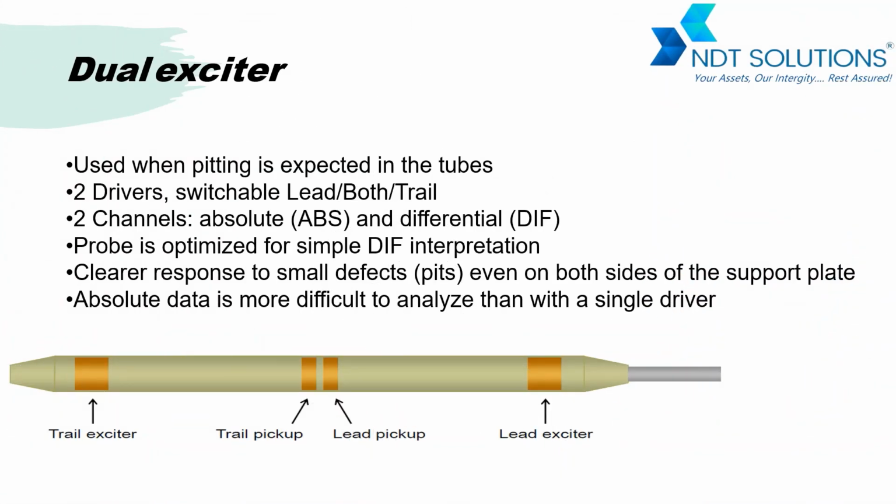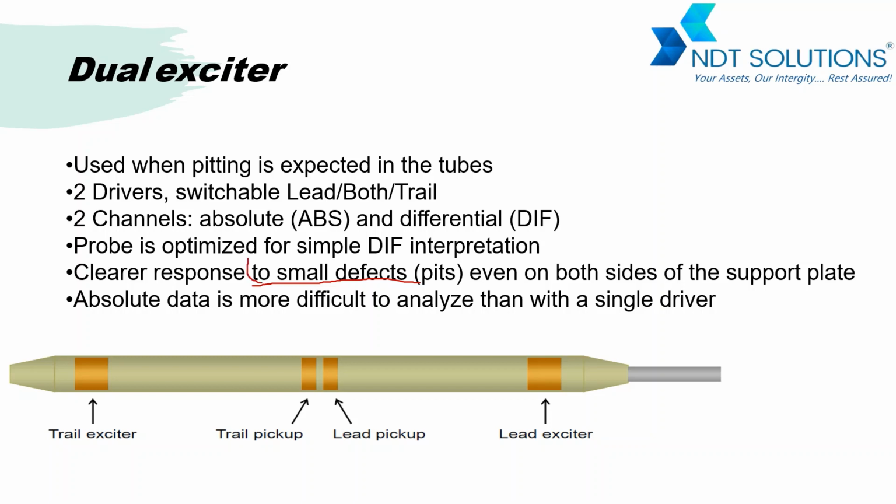In the dual exciter, we can get the small defects also. It is used when pitting is expected in the tubes. It has two switchable drivers, with two channels, both absolute and differential. The probe is optimized for simple differential interpretation, with a clear response to small defects. As I told you before, it is used for small pitting.